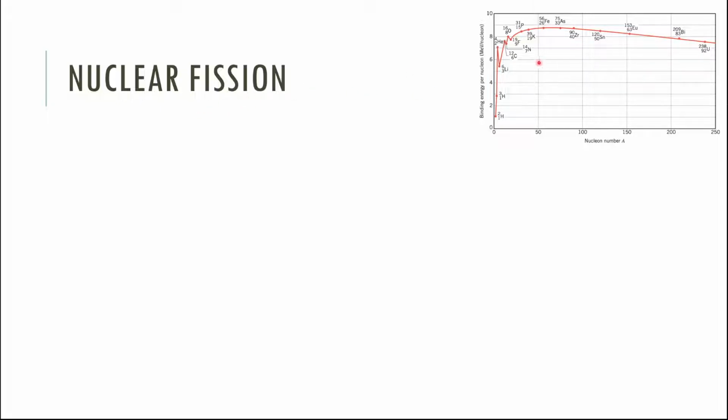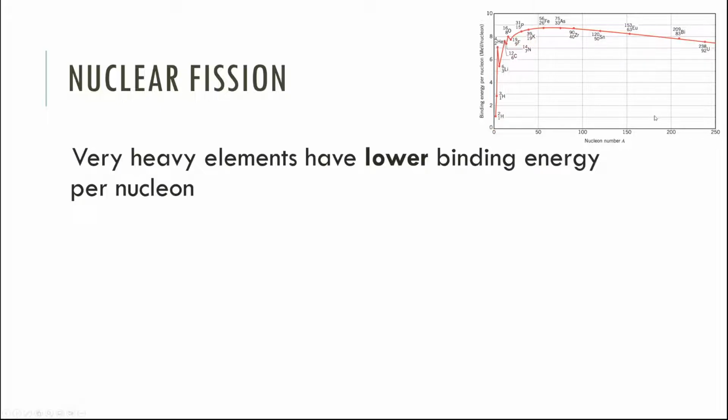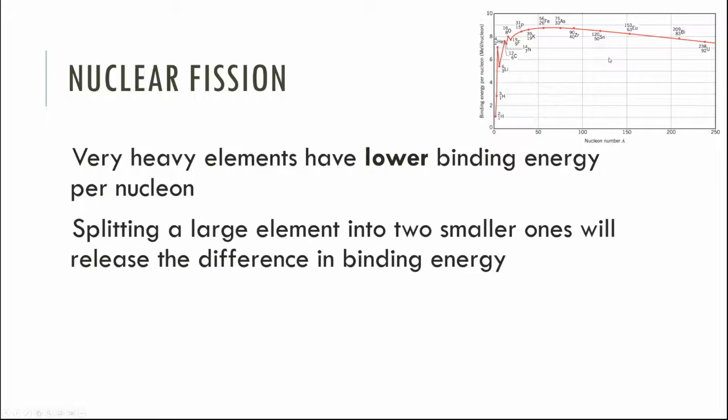So fission is the opposite of fusion. Fusion is smashing two things together to get energy, which happens on the left side of the graph. Fission is the breaking apart of a nucleus into smaller pieces, which will release energy as well. So a large nucleus that splits into two smaller ones will release the difference in binding energy.